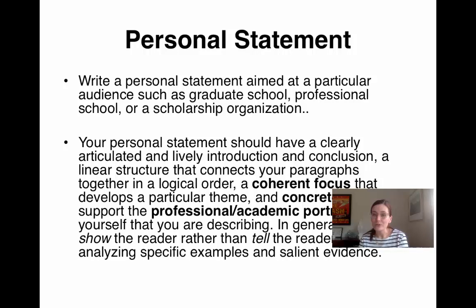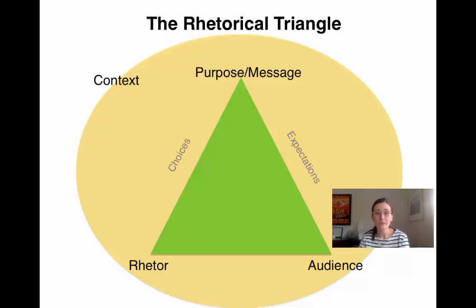So within that rhetorical situation, you have a few things to focus on, which we can think about rhetorically. The assignment asks you to have a coherent focus, to support with concrete details, and to support the professional or academic portrait of yourself that you want to present. So if we think about that in relation to the rhetorical triangle, right, we talked about the context. The purpose or the message here is going to be a persuasive purpose, right, to convince an audience that you are the best candidate for the position in the graduate program, for the scholarship, whatever the case may be.